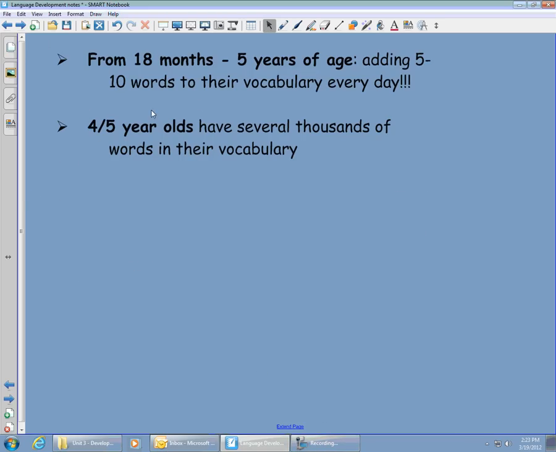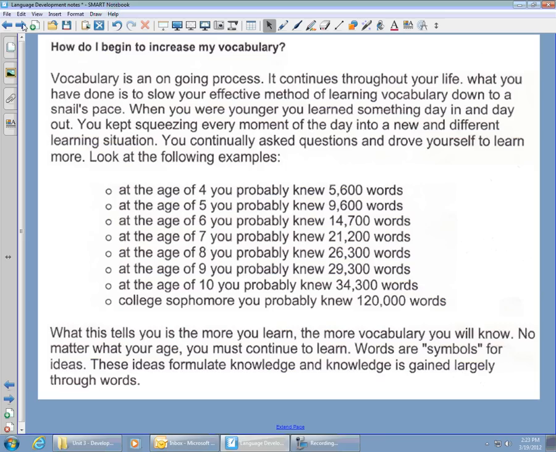From 18 months to 5 years of age, children are adding 5 to 10 words to their vocabulary every day. By 4 or 5 years old, if they have been in language-rich environments, they have several thousands of words in their vocabulary. So again, the best thing you can do for young kids is to expose them to lots of vocabulary. They are like little sponges and are picking up all the language that they hear.